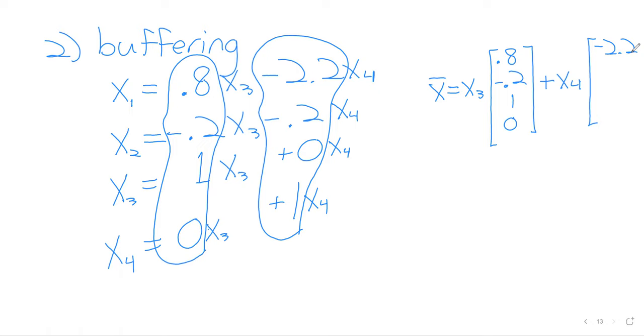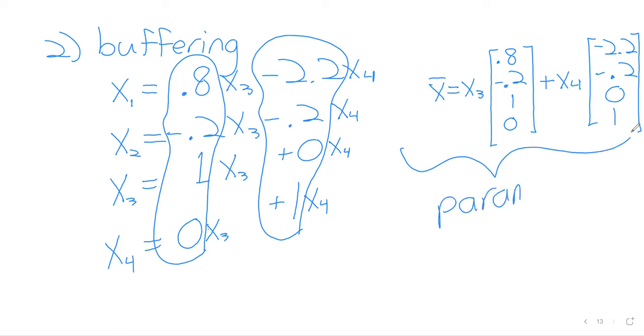Notice that the negative signs, where we have subtraction, we subsume any subtraction into the vector. So instead of writing negative 2.2, it's plus negative 2.2. And this is the standard way of writing your solutions. And this is called the parametric form.